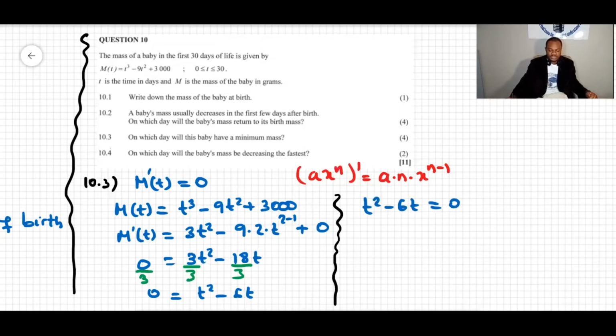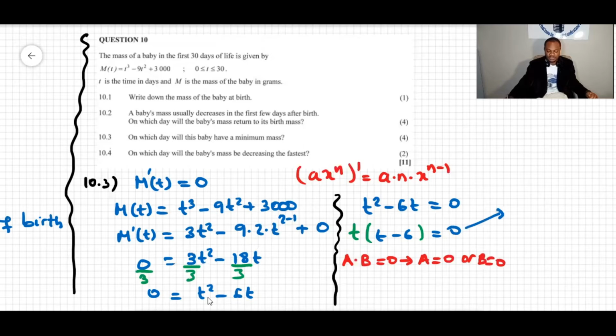We can solve this by factorizing. I can take t as a common factor, and then this will be t times t minus 6. The law of multiplication says a times b equal to 0 means that a equal to 0 or b equal to 0. Over here we're going to do the same thing. This means that t equal to 0 or t minus 6 is equal to 0. So for t equal to 0 it's already done, and then t minus 6 is equal to 0 means that t equal to 6.